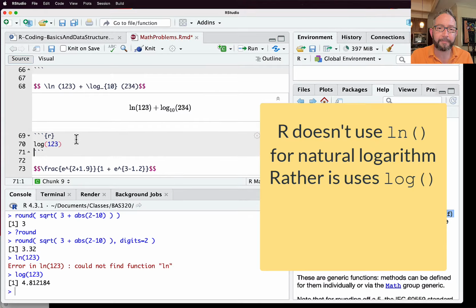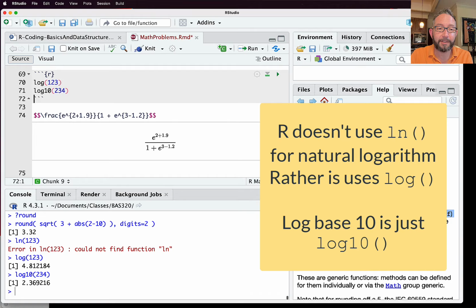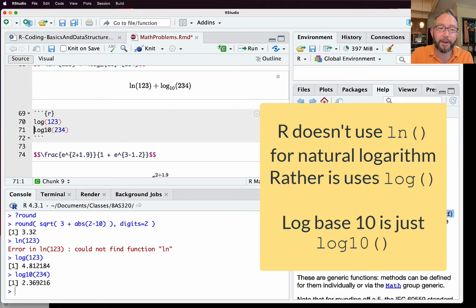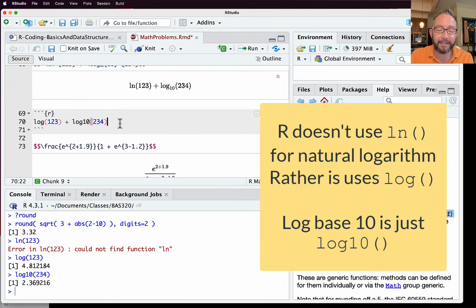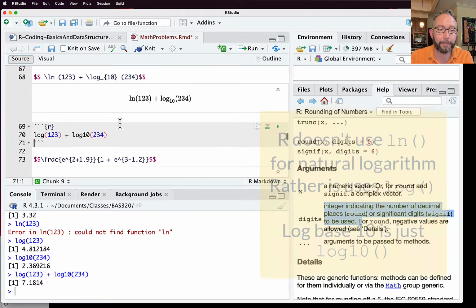Works just fine. And if I need to take the log in a different base, what I can do is type in that base as an additional argument, or because most of the time I'm working in log base 10, I can use the function log10. So there's a log10 of 234, and if I wanted to add these two together, easy to just separate those with a plus sign. I find that's a little bit below 7.2.